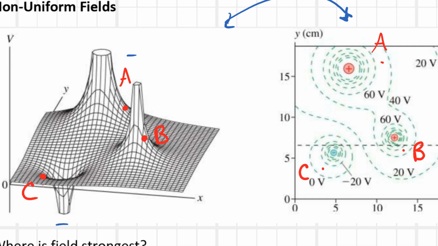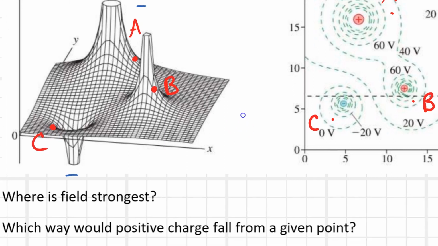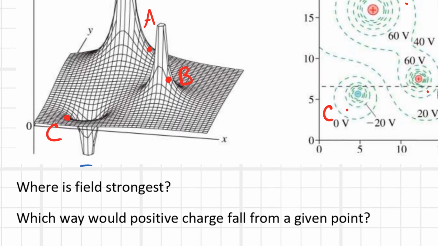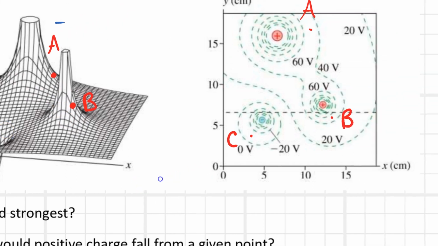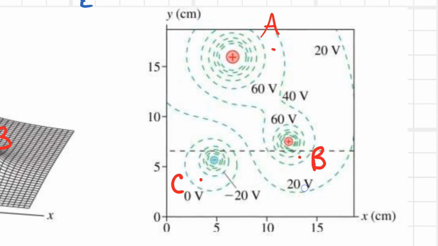So, for the 3D diagram versus the 2D diagram that has the equipotential lines, the first question is, where is the field the strongest? In other words, where would the slope on these parts be the greatest? If you look on the diagram on the left, you'd be like, I think B is a little bit steeper than A, than C. It's really hard to tell. Over here, it's a bit easier to tell because you think, well, the ones where there's the same amount of drop in the shortest distance, that's going to be the steepest.